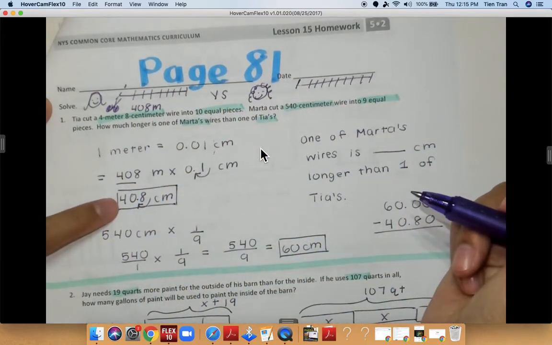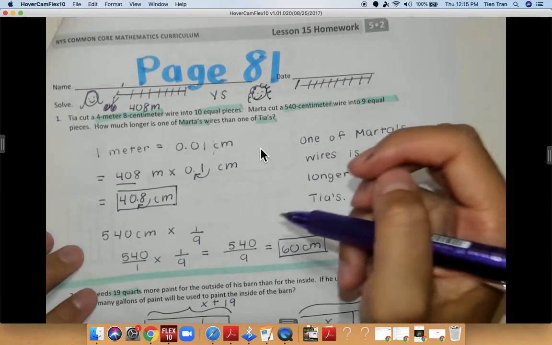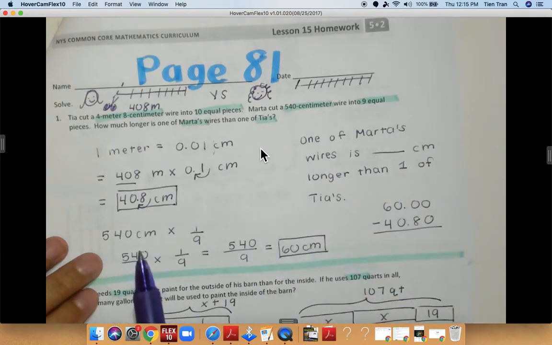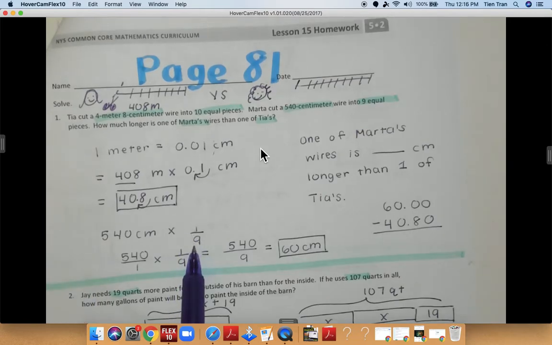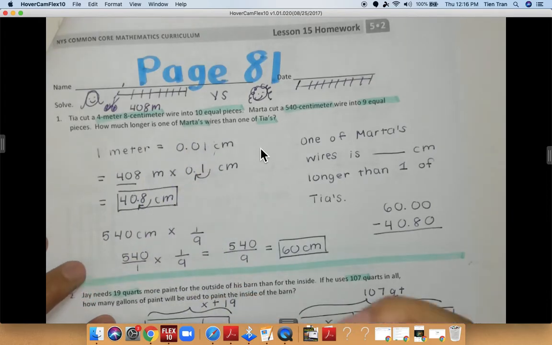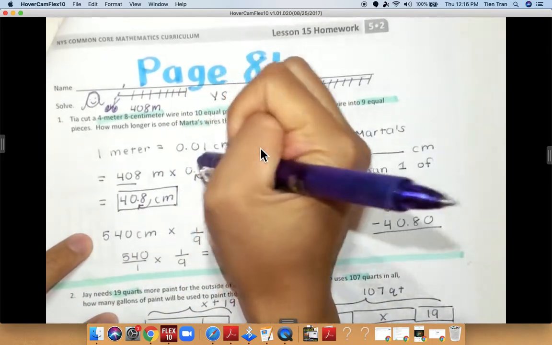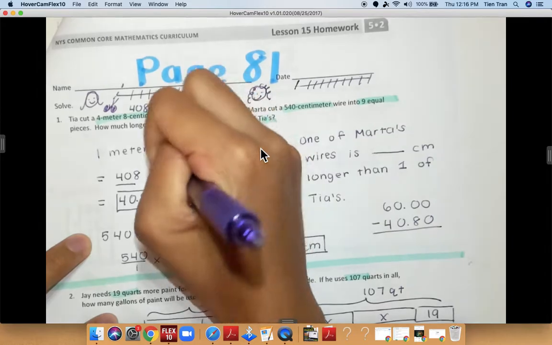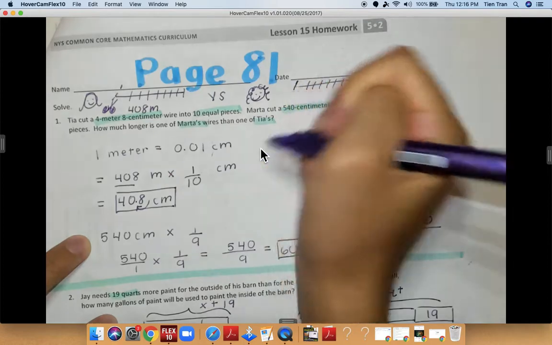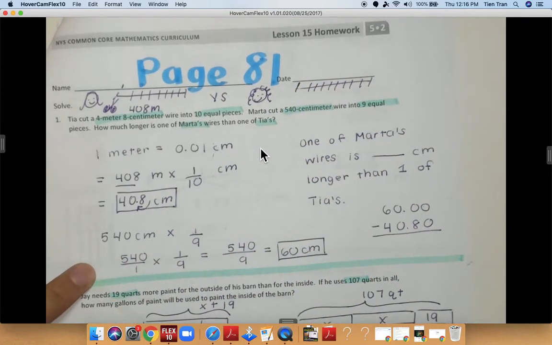Now that I have this answer, what I'm going to do is I'm going to do the same thing to Martha. I'm changing Martha's into centimeters as well. So I know that I'm going to multiply 540 centimeters times 1/9. And the reason why I'm multiplying it times 1/9 is because I am dividing it into 9 equal pieces, right? And that's why for this one, we are also dividing it into 10 equal pieces. So if I were to write this again, I could even write 1/10 because I'm dividing into 10 equal pieces and this one is 9 equal pieces.